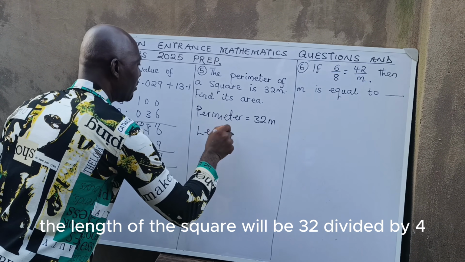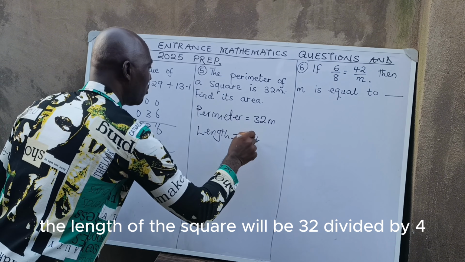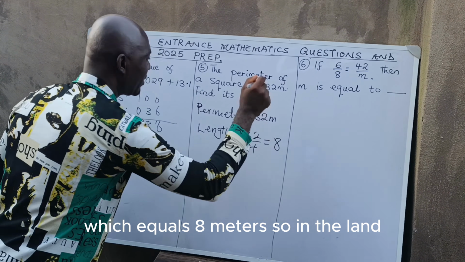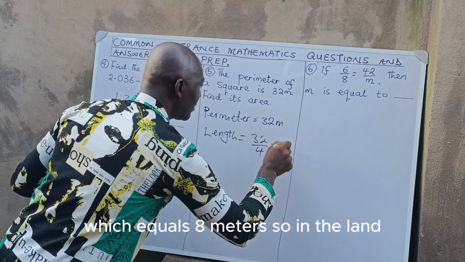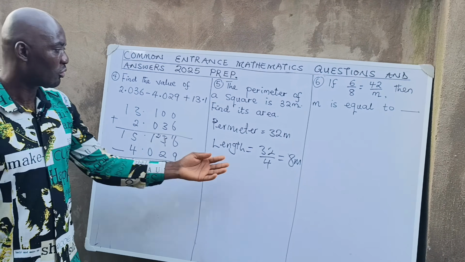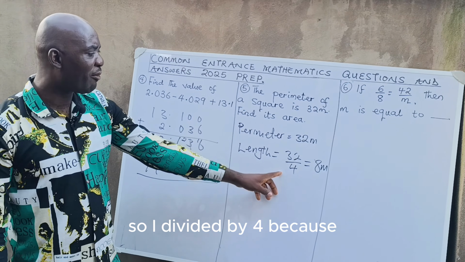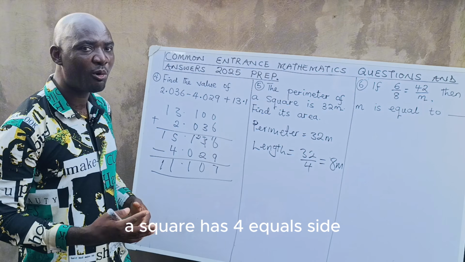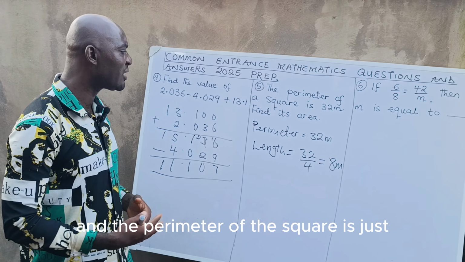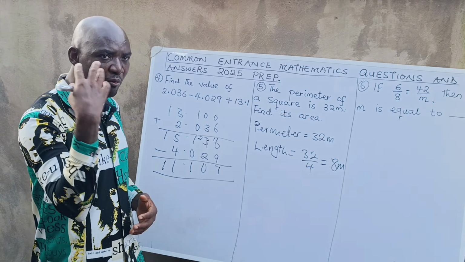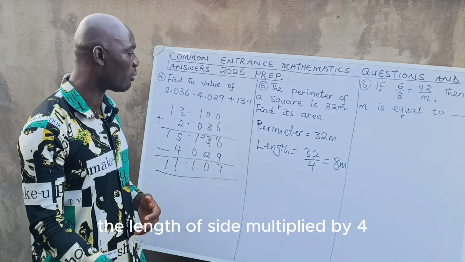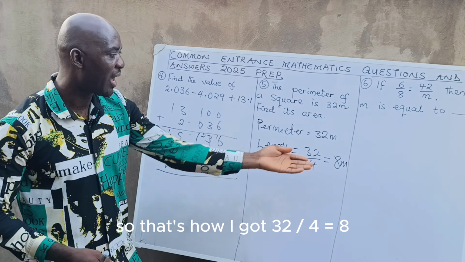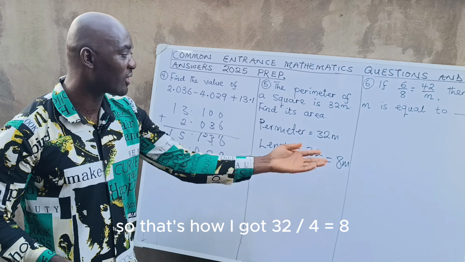The length of the square will be 32 divided by 4, which equals 8 meters. I divided by 4 because a square has 4 equal sides, and the perimeter of a square is just the length of a side multiplied by 4. So the length of a side is 32 divided by 4. So that's how I got 32 divided by 4 equals 8.